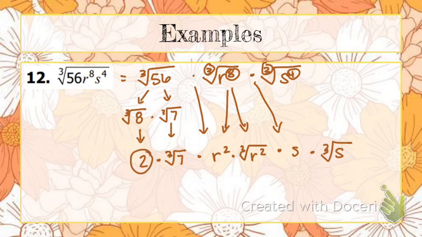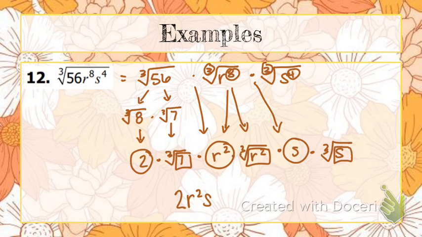So everything outside a radical gets multiplied together. 2r squared s. Everything under a radical gets multiplied together under a radical. Cube root 7r squared s. And that is your answer.